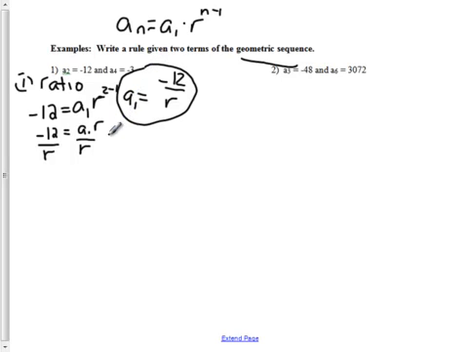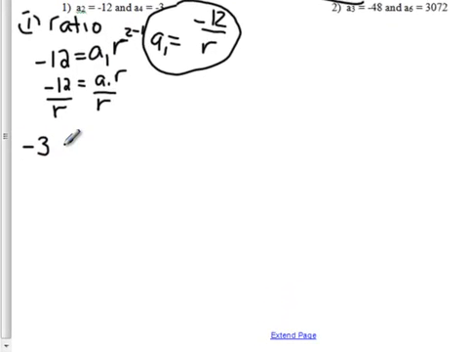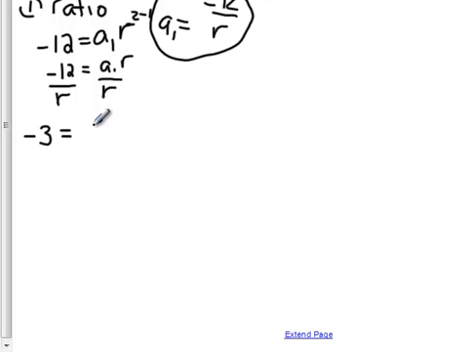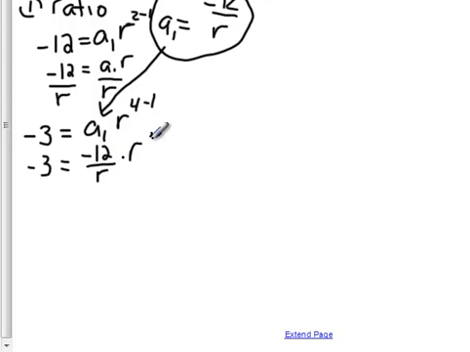Now what we are going to do is plug it into the second equation that we can make. So we can make negative 3 equals a1, let's just write out how it would be, times r to the 4 minus 1. So let's plug in a1 over here. So we have negative 3 equals negative 12 over r times r to the third. Well, we have an r to the third on top and 1 on the bottom. We can simplify that, right?